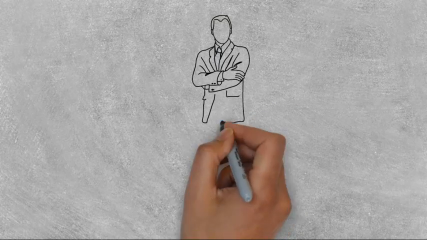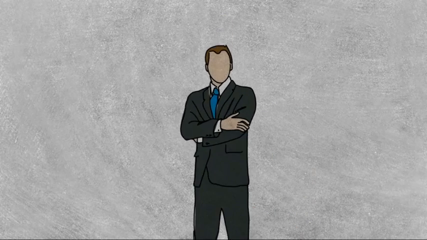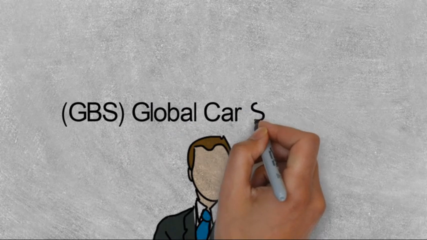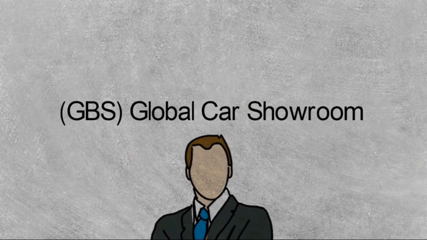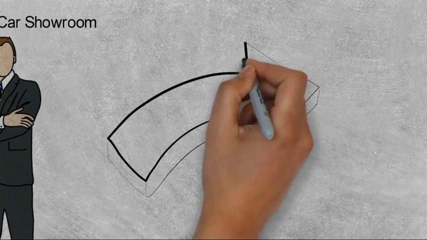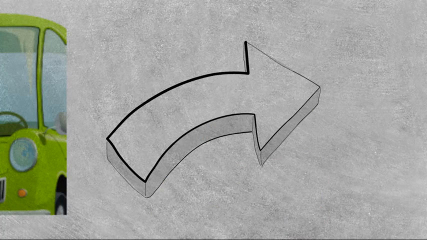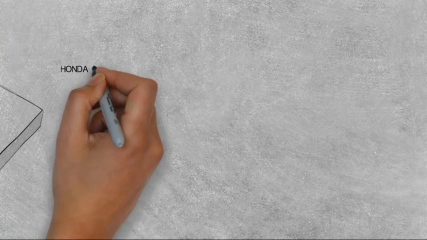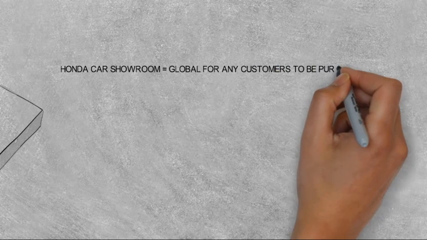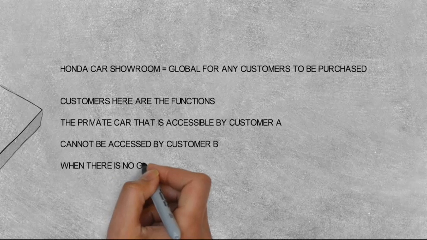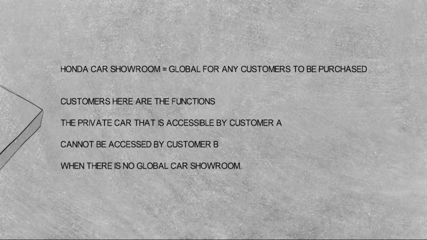Now here is Martin, and Martin is the owner of a very famous company. Let's take, for the sake of assumption, Global Car Showroom. He sells cars that are very expensive, new models, say Honda cars. Martin sells cars that are global for any customers. I mean, anybody can buy it. And so these customers here are the functions, and we will later discuss what functions really are.